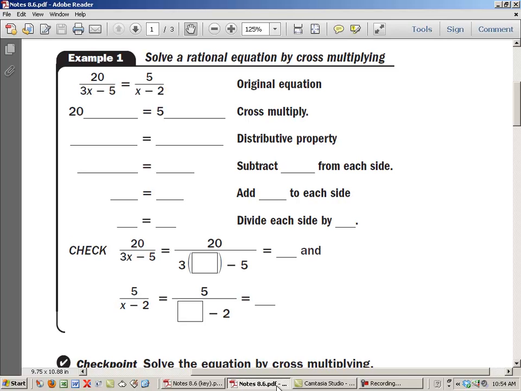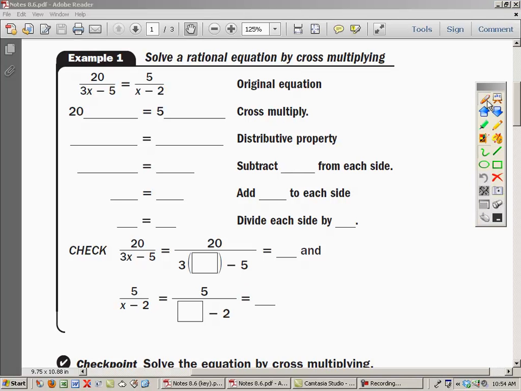Example 1 says to solve a rational equation by cross-multiplying. And so to solve this first example, we are going to cross-multiply. Now, it's very important when you do this that you put all expressions that are not a single term in parentheses. This becomes 5 times 3x minus 5. If I just put 5 times 3x minus 5, the only thing being multiplied by the 5 is just the 3x. So I have to put that in parentheses to remind myself that I have to use the distributive property now and get 15x minus 25.